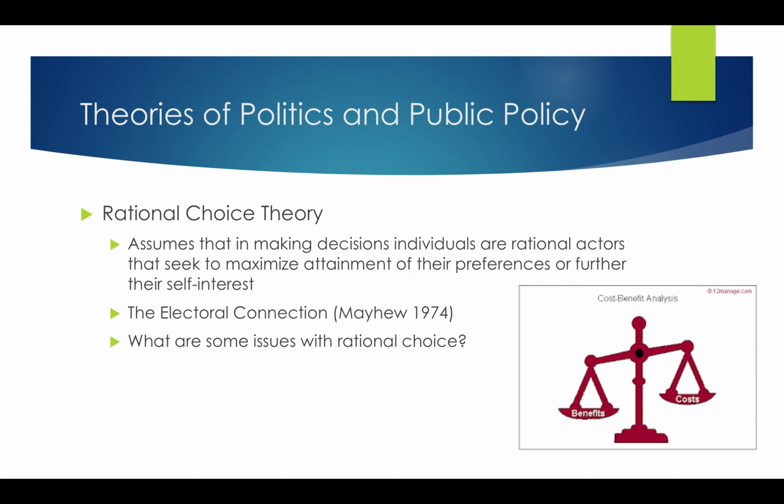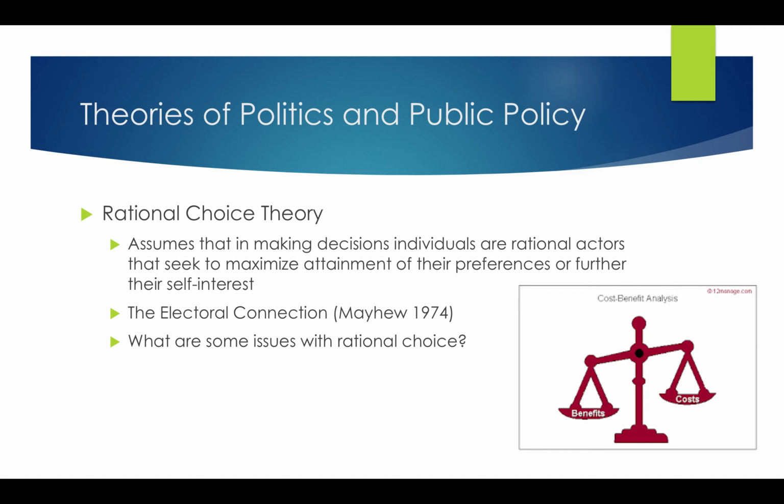Rational choice theory is also often called public choice or formal theory. This theory assumes that in making decisions, individuals are rational actors that seek to maximize attainment of their preferences or further their self-interest. An example of this, albeit concerning electoral politics and not exactly public policy making, is something called the electoral connection.